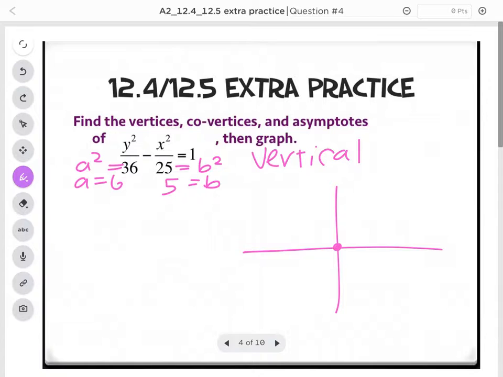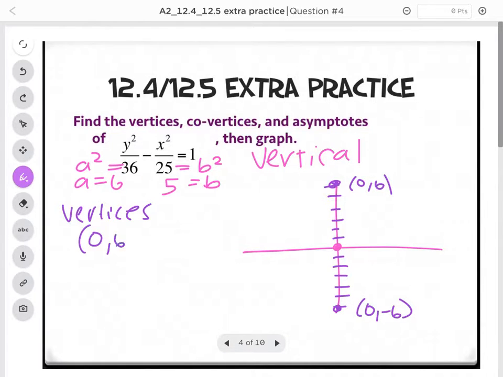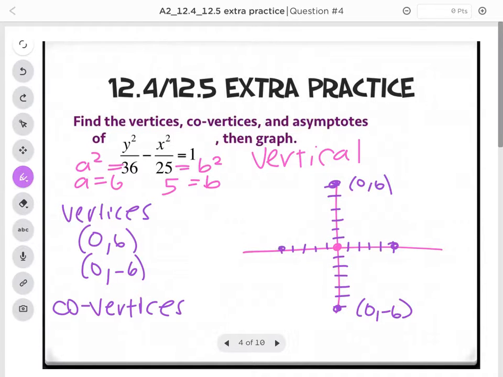So I'm counting up and down the A this time because it's vertical. 1, 2, 3, 4, 5, 6. Which is 0, 6, and 1, 2, 3, 4, 5, 6, which is 0, negative 6. Those are my vertices. And then my covertices this time are on the x-axis. So I add the b, but I add it to the x. 1, 2, 3, 4, 5. So 5, 0, and negative 5, 0.